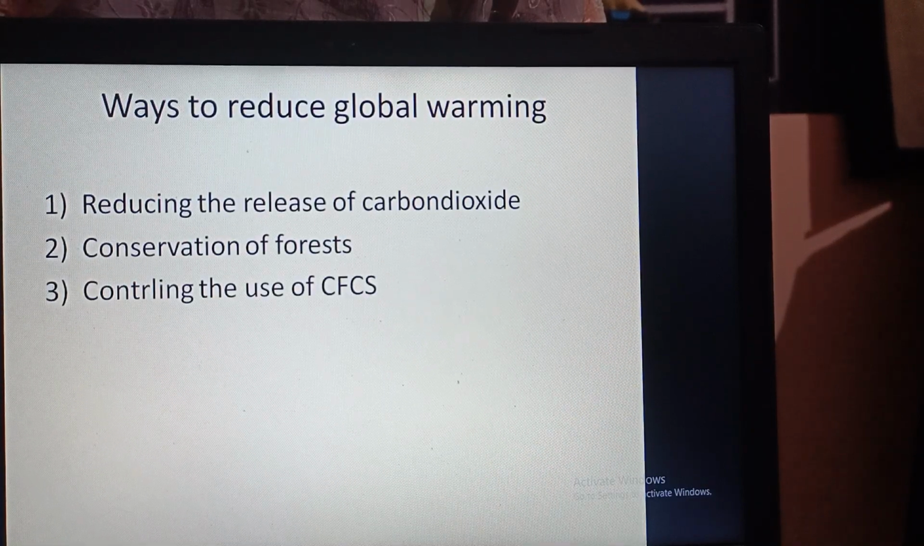Now, ways to reduce global warming. How can you reduce global warming? Reduction in the release of carbon dioxide, conservation of forest, control use of CFCs. Since carbon dioxide accounts for nearly half of the greenhouse gases, the best way to solve the problem would be to use sources of energy like wind, hydroelectricity, geothermal, solar, tidal and nuclear energy, which do not produce carbon dioxide. Therefore, serious steps should be taken to reduce global warming, for example conservation of forest and reduced release of CO2 in the atmosphere, by taking measures to save the ozone layer from further depletion by controlling the CFCs.